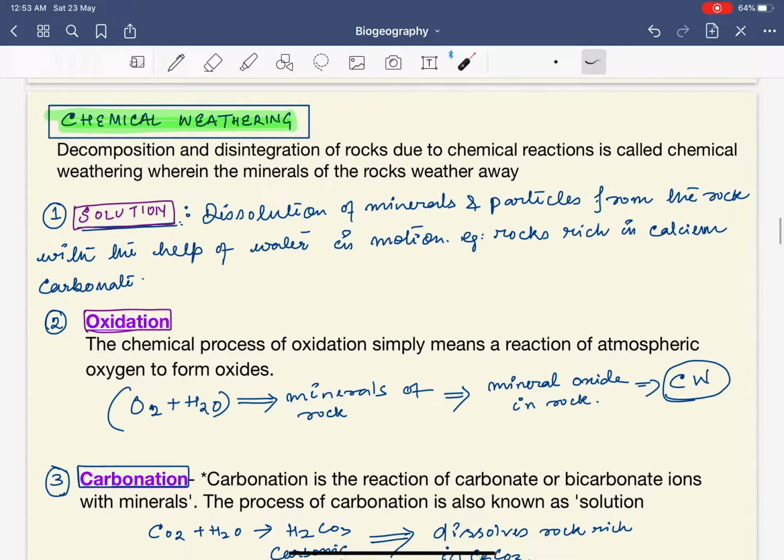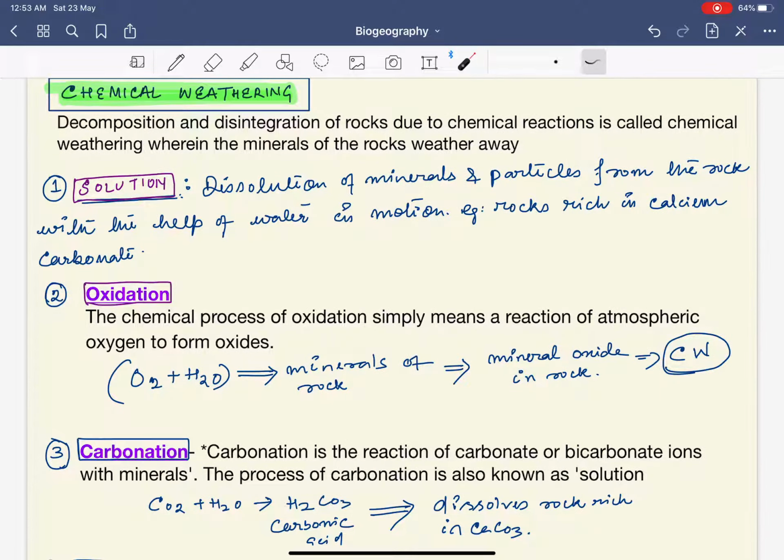Next is chemical weathering. Chemical weathering is nothing but decomposition and disintegration of the rock due to chemical reaction. Simple. Next, what are the different types of chemical weathering? The first and foremost is solution. We have already studied solution, but still let's see. It is the dissolution of minerals and particles from the rock with the help of water in motion. An example is rocks which are rich in calcium carbonate.